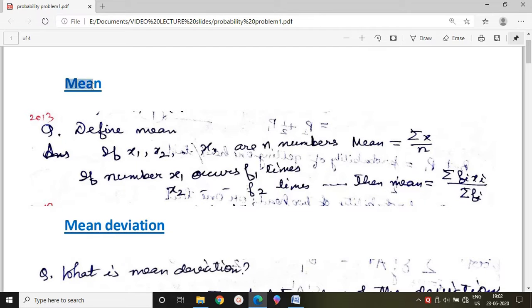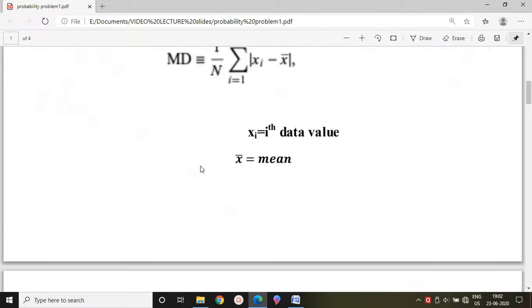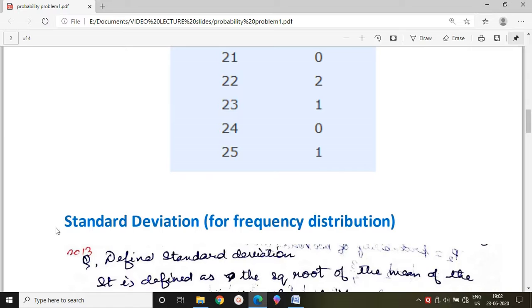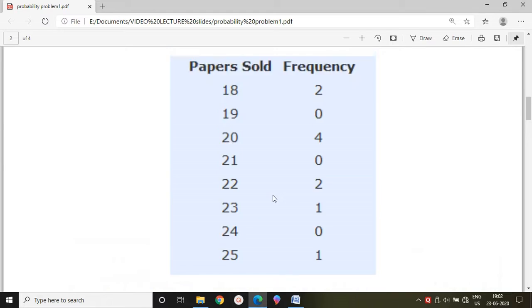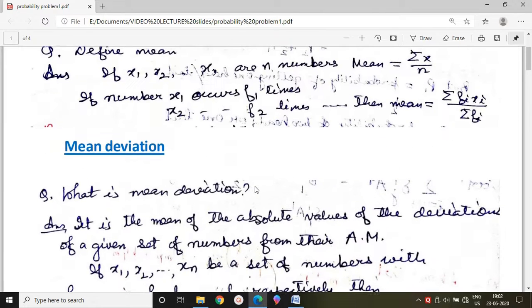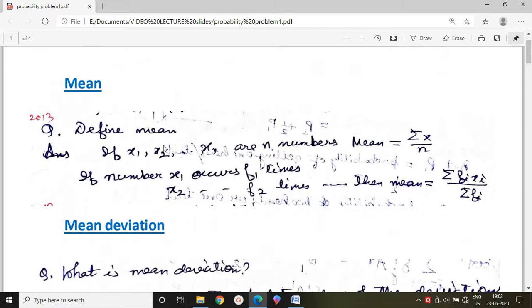Dear students, today in this particular lecture we are going to discuss mean deviation and standard deviation. So here we start. First of all, what is mean?